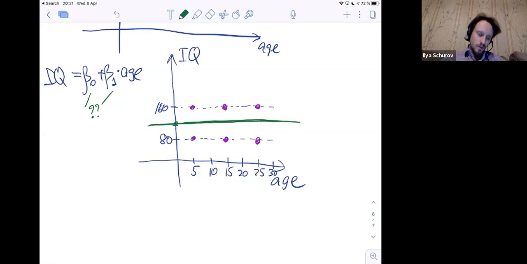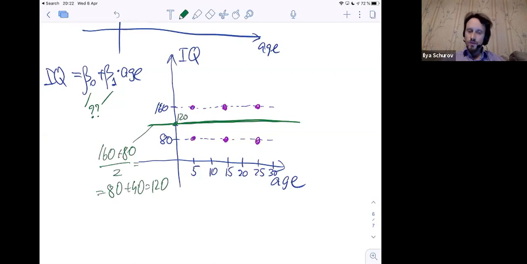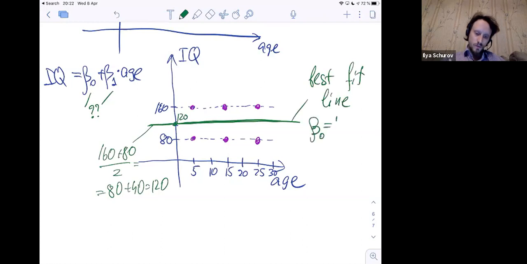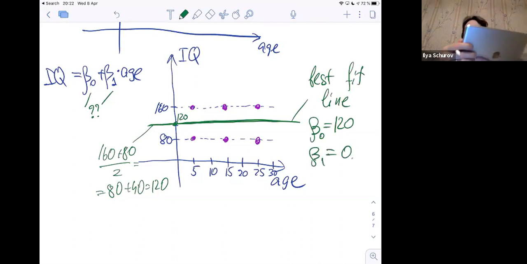So this point is, I have to find an average. So this is 120, as most of you said. So this is the best fit line. And for this best fit line, we have beta naught equals 120 and beta 1 equals 0. There is no relation between IQ and age, at least according to the synthetic data that I just created.